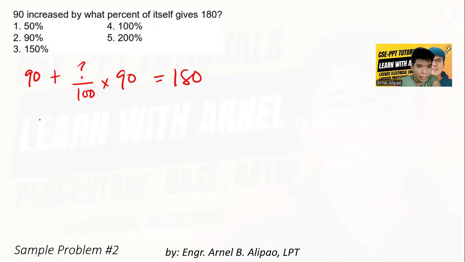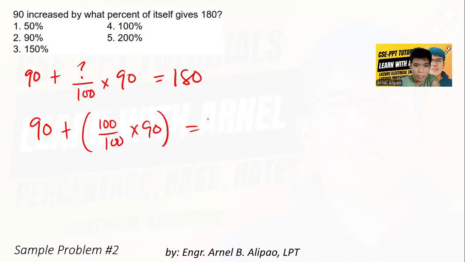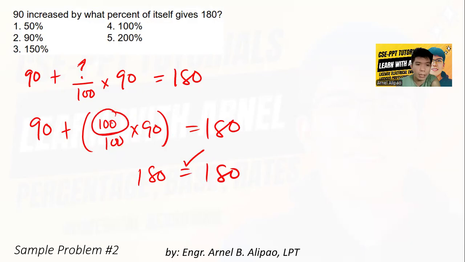So let's simplify. It should be 90 plus what percent of 90? It has to be 100 percent of 90 is equal to 180. Because if this is 100, 100 over 100 is 1 times 90. 90 plus 90 is 180. So 180 is equal to 180. Therefore, the answer is 100%.